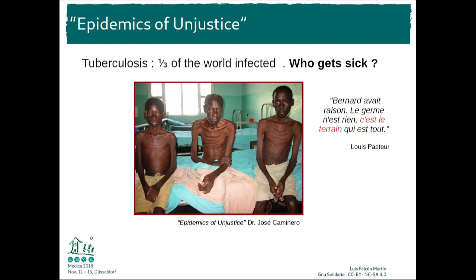Another case that is closer to humans has to do with the tuberculosis example. In tuberculosis, we know that one third of the population of the world is infected with Mycobacterium, but who actually gets sick, who actually develops the clinical signs of tuberculosis? Well, we're talking about those who don't eat well, those who live in overcrowded conditions, those who don't have enough nutrition and social backing to be healthy individuals. Dr. Caminero, who is one of the best researchers on tuberculosis, calls it the epidemic of injustice.